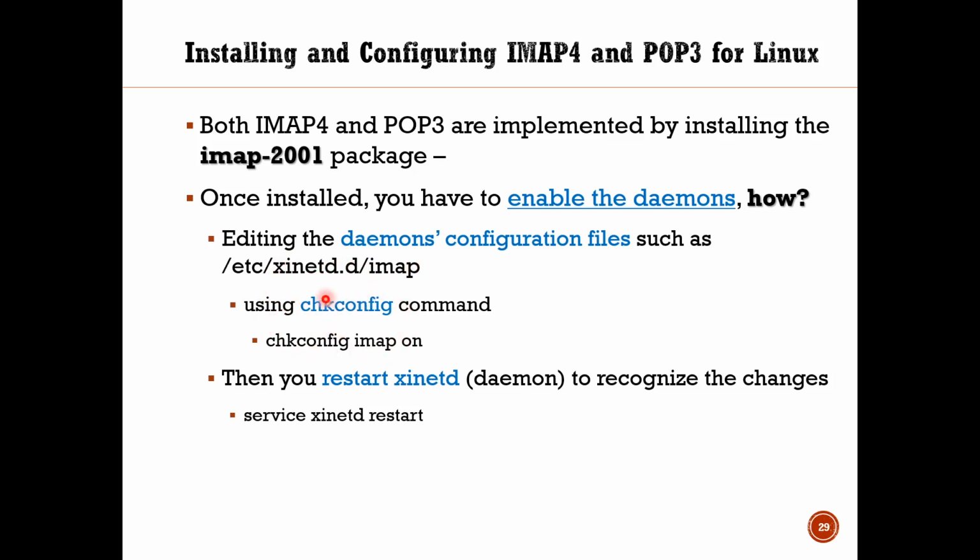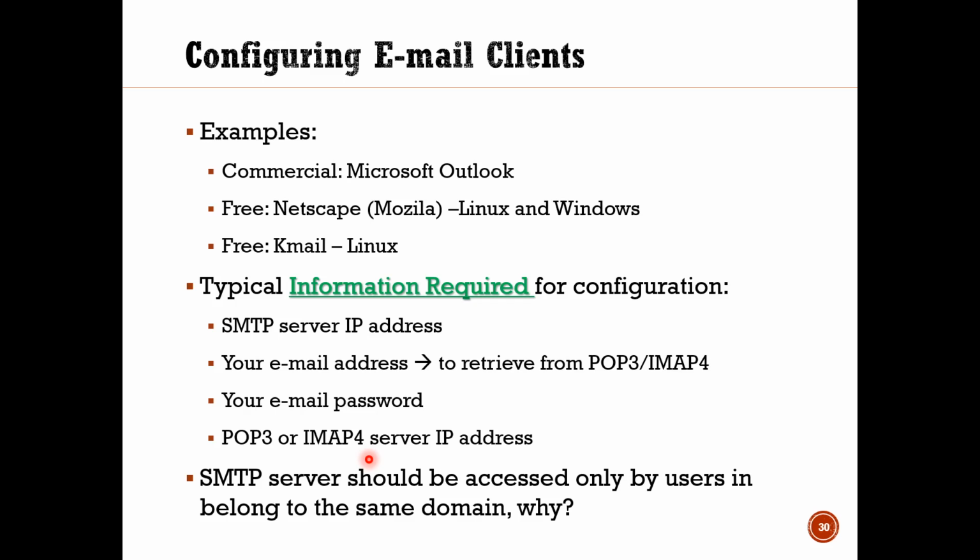and using this command in order to start and configure or check the configuration of the IMAP. So chkconfig imap on means enable the IMAP, and then you can just restart the service using the command here. All right, so configuring email with the clients.